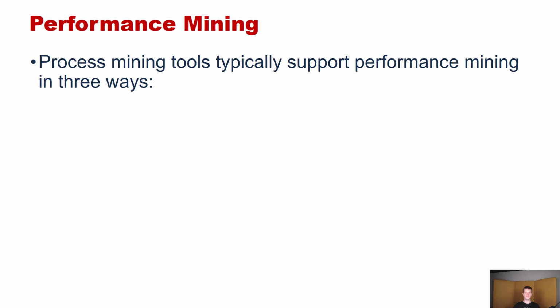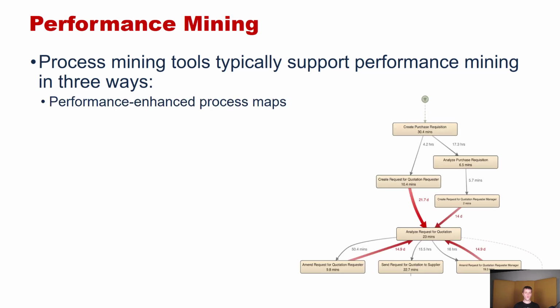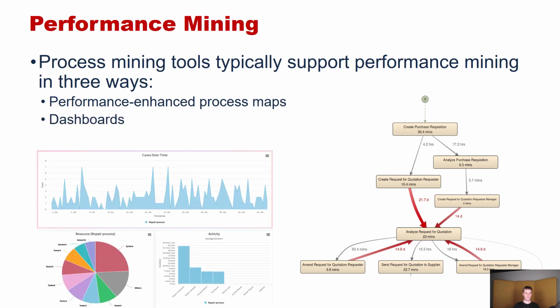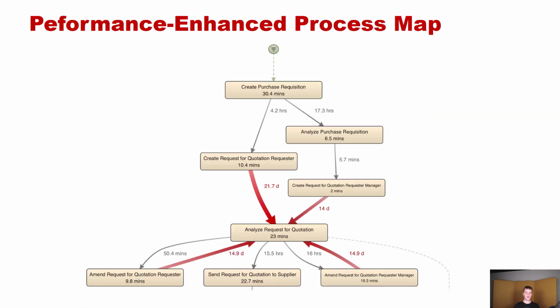Process mining tools typically support performance mining in three ways. One, performance-enhanced process maps, which I will discuss in the following slide in a bit more detail. Two, dashboards, which we saw already in the previous lecture. And finally, log animation, which we haven't seen thus far. However, when it comes to performance-enhanced process maps, there are a few things to point out here.